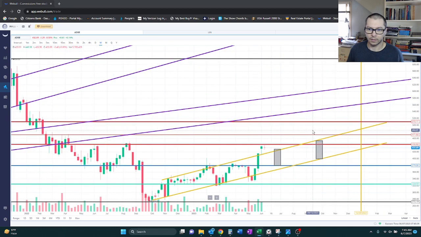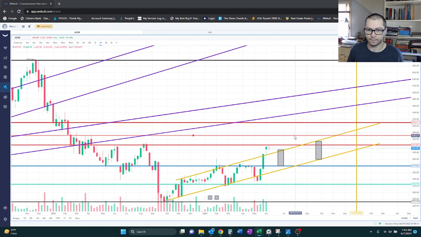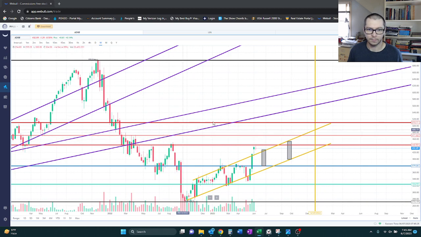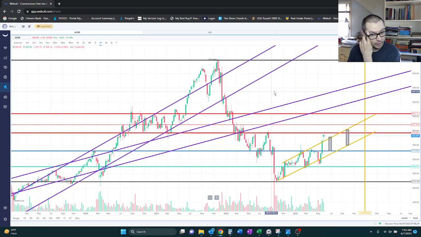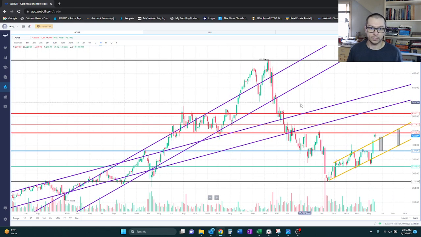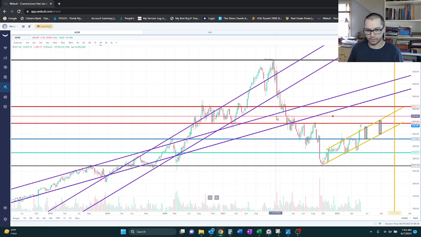The other lines I added are this minor resistance point at about 471. I also added a stronger resistance point at 510. That's why one red line is thicker than the other. And then I also included these purple uptrend lines. So if I scroll back a little bit, we'll break down the purple lines and then scale back into the boxes.